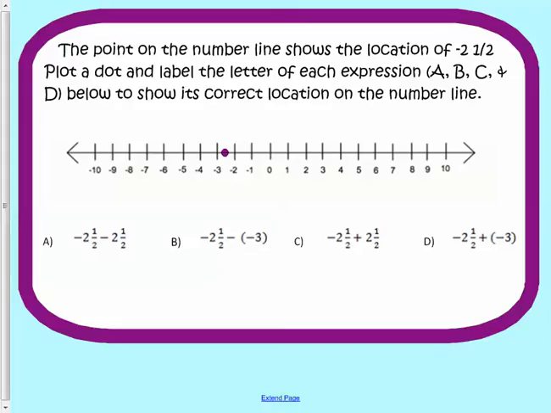Okay, so now how does this apply to what we already know with fractions? Negative 2.5 is on the number line here. Okay, negative 2.5 is actually smaller than negative 2. They want us to plot a dot and label the letter of each expression below to show its correct location on the number line. I want you to do this and have it ready for class tomorrow.